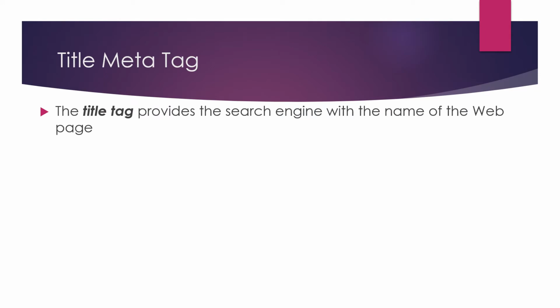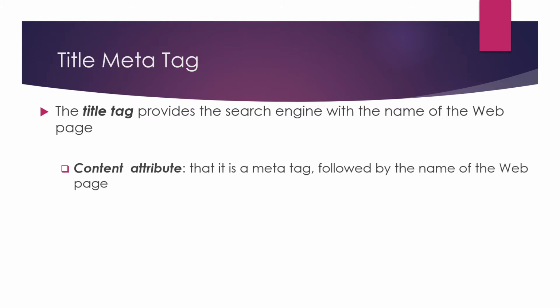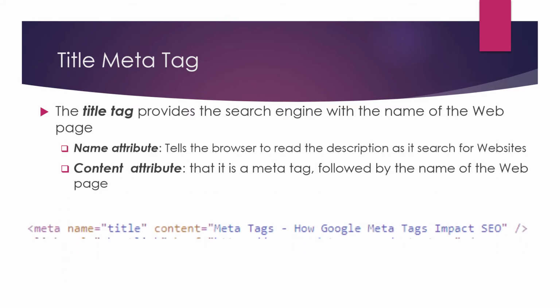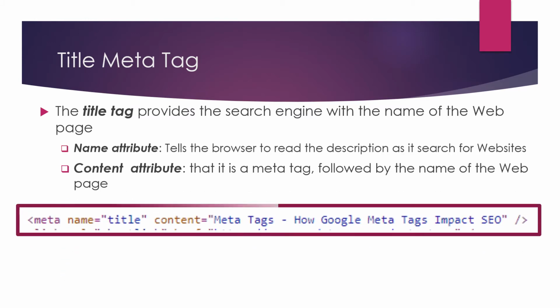Looking closely at the title metadata tag, the title tag provides the search engine with the name of the web page. You will have the content attribute and the name attribute. So when we write this out, we will use the metadata tag, which is a single tag. You will use the name equals title and the content equals, and we'll put in meta tags, and then we'll put in the name of the website.